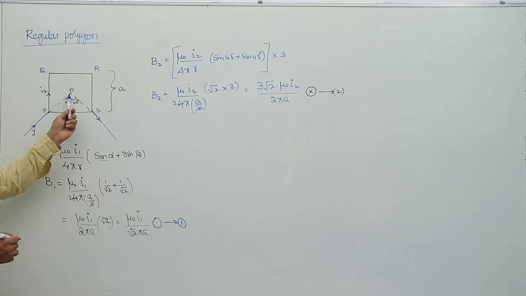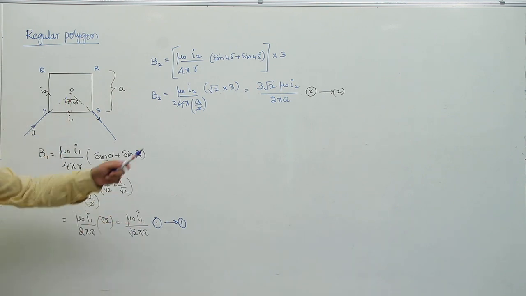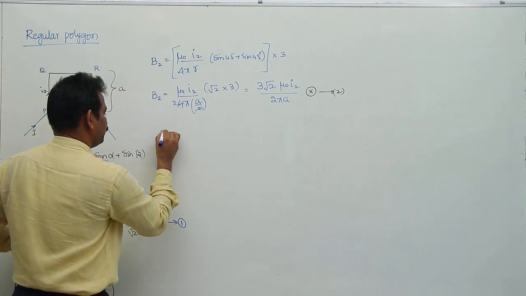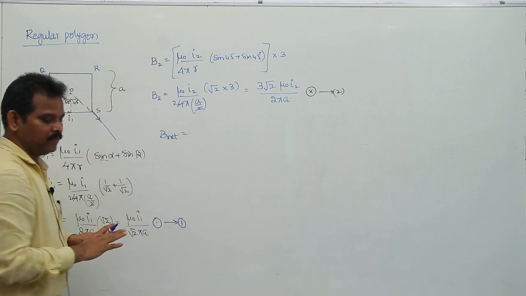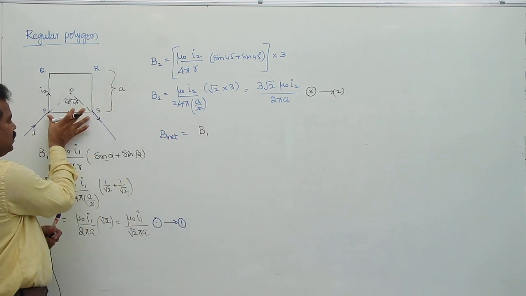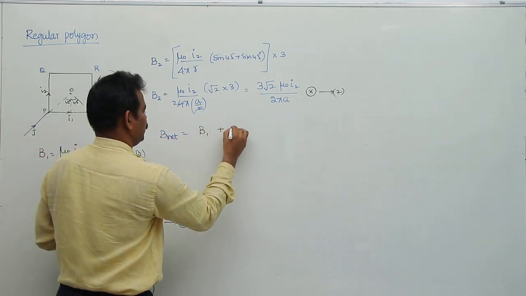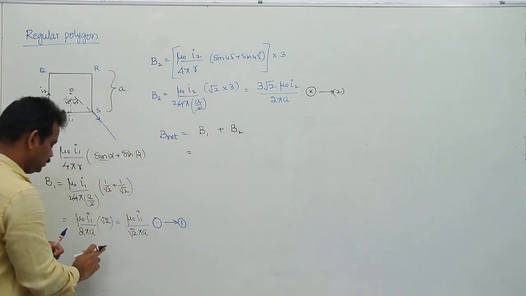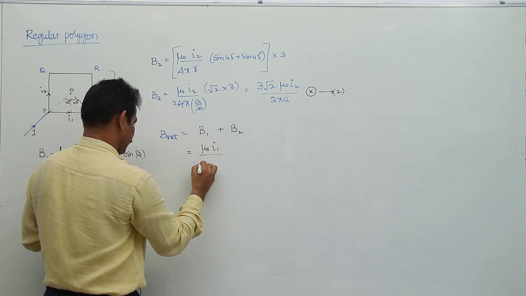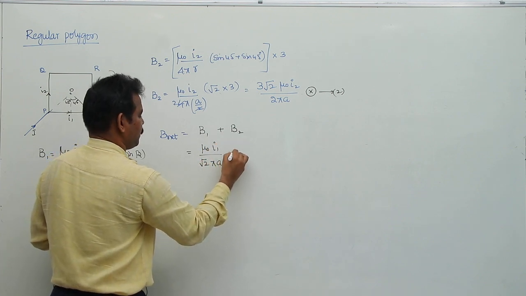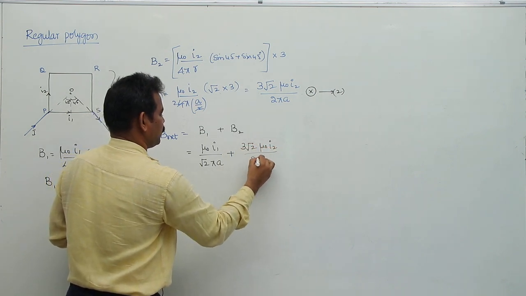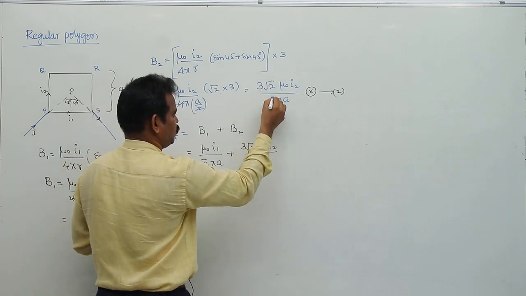So what is the net magnetic field at point O? This field is acting outwards, this field is acting inwards. So the net field at point O is given by B net equals B1 plus B2. That is the magnetic field due to the first part of this one and the second part of this one. What is B1? This is the formula. So I am going to write mu naught I1 by root 2 pi A plus 3 root 2 mu naught I2 by 2 pi A. Here you can cancel root 2 and root 2.